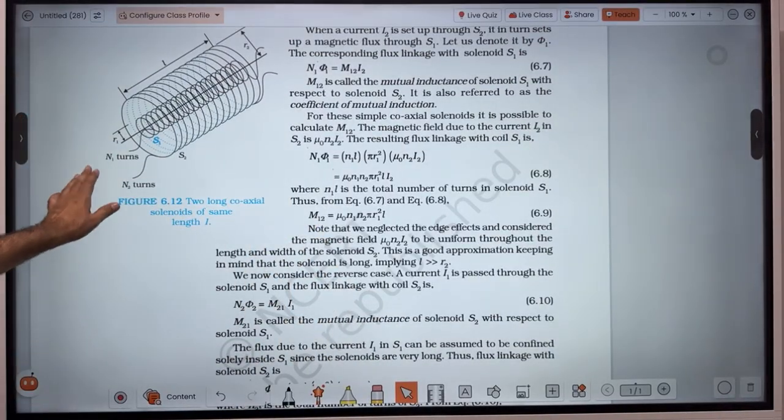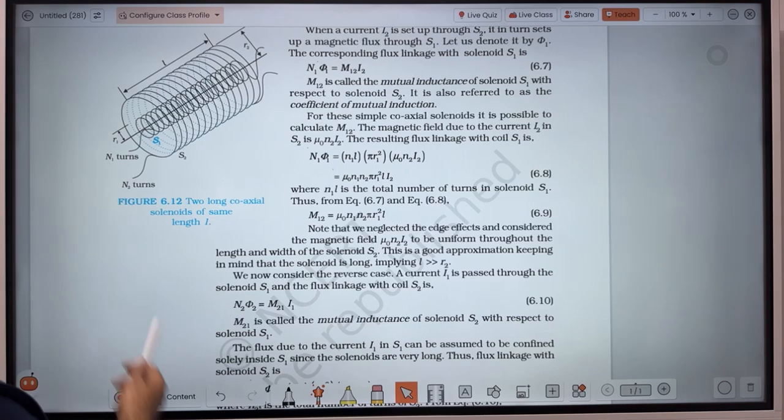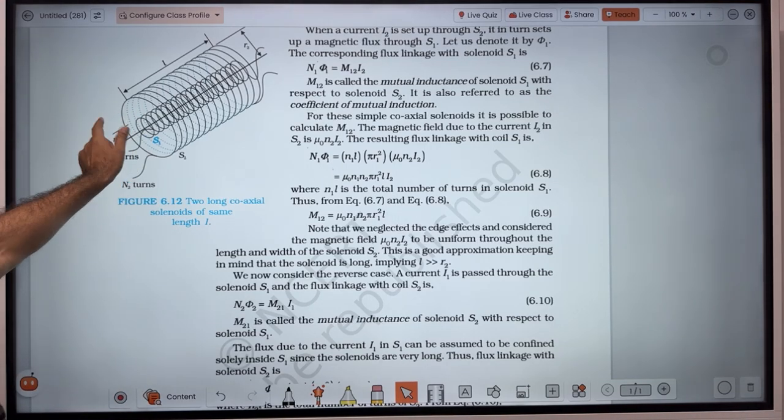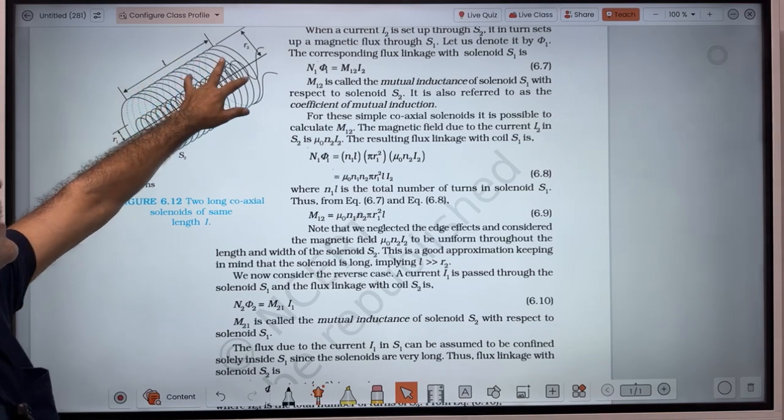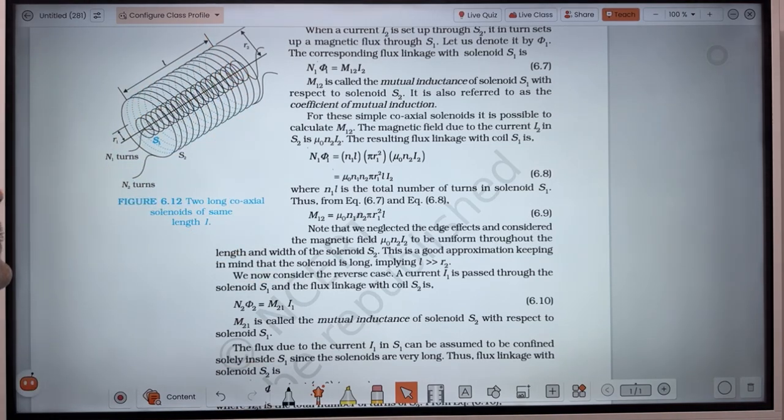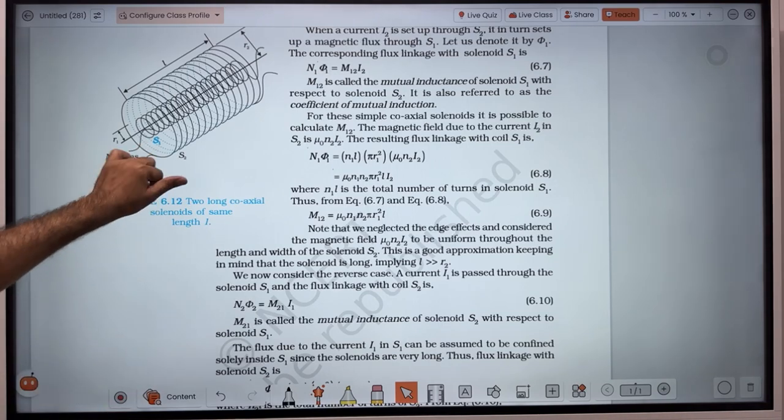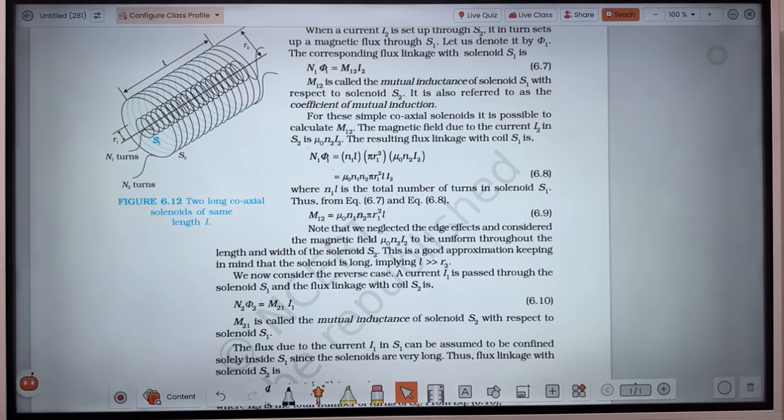Here there are two coils. One is S1, another is S2. One has turns N1, another has turns N2. The radius of the inner coil is R1, the radius of the outer coil is R2, but for calculation purposes, we always take the inner radius and not that of the outer one. So that is one important point. Here we are going to find the coefficient of mutual inductance M.